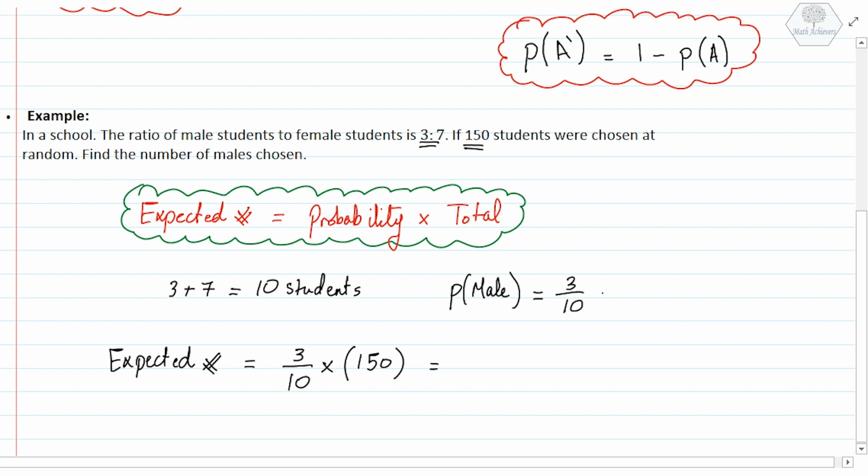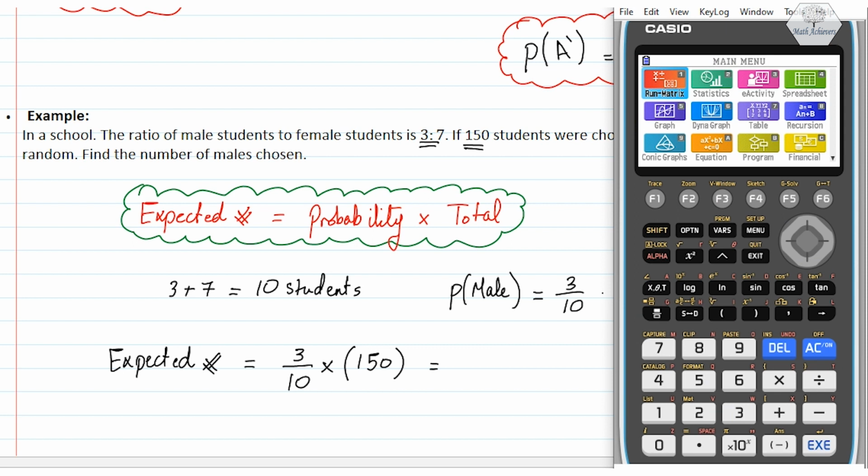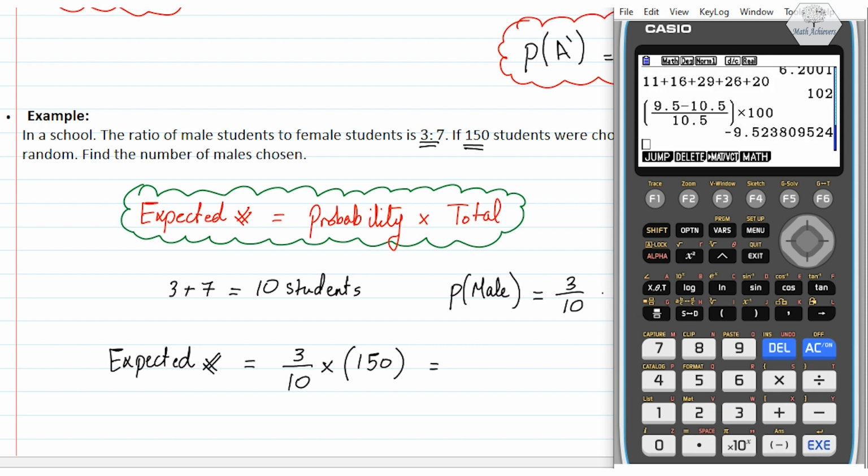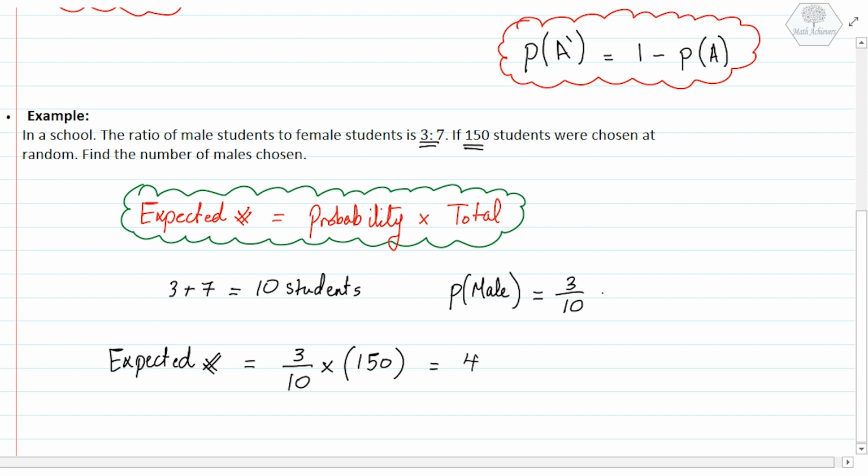I can use my graphical display calculator now. I go to run matrix. Let's just delete all. We have 3/10 times the 150. And this is equal to 45 students. 45 male students. This is my expected number from 150 students.